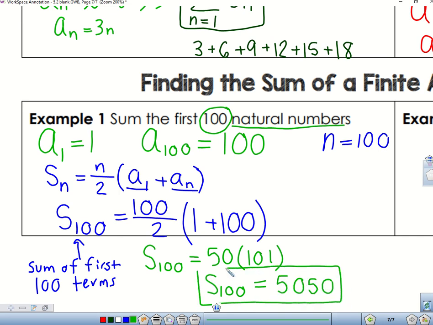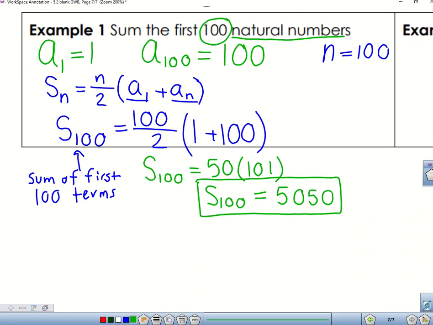So your answer always comes out to be a number when you're finding the sum of whatever you're finding. So basically what this is saying is, if you take the first 100 natural numbers, 1 plus 2 plus 3 plus 4 plus 5 plus 6, all the way to 100, that sum will be 5,050. So does that make sense to everybody? Anybody have any questions about it?